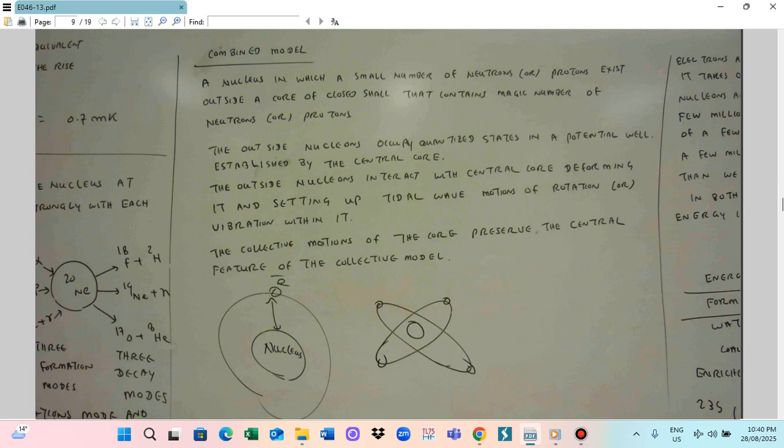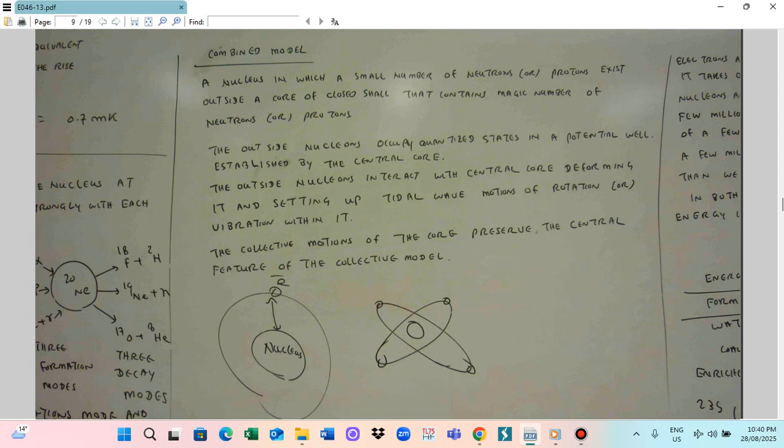Outside the nuclear shell, there is another state. The electrons are moving around the nucleus. Depending on the orbit number, they also possess an appropriate energy level. The nucleons outside occupy quantized states in a position well accepted by the central core. So this is the central core.